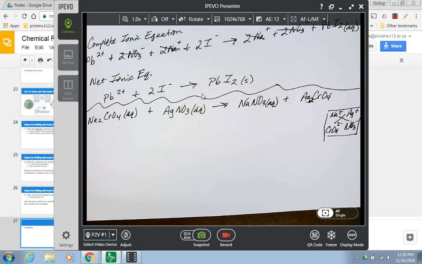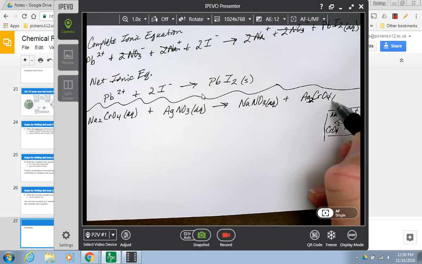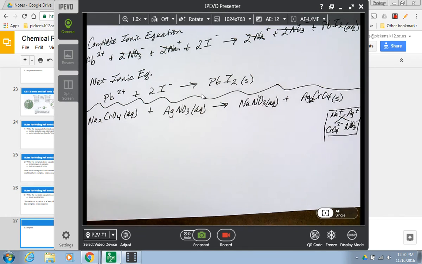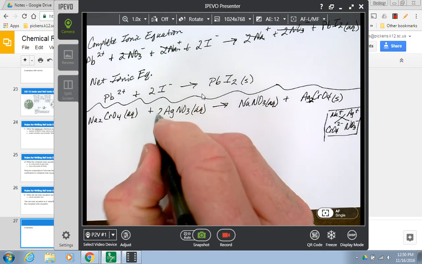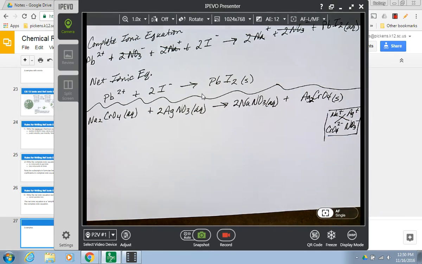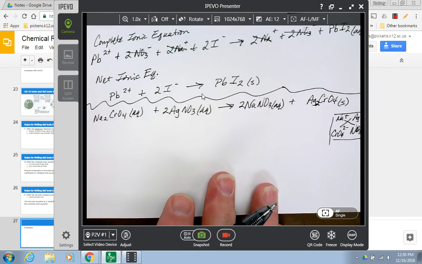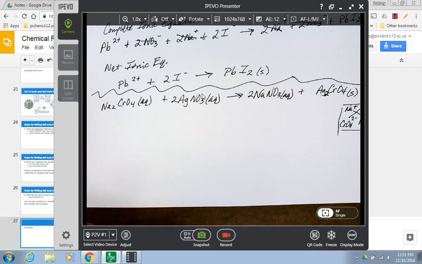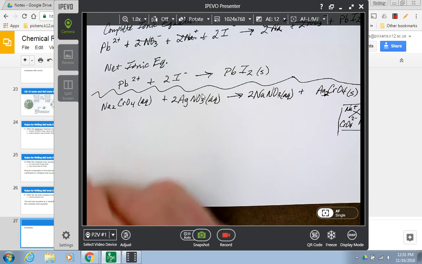So Ag2CrO4. We check our solubility on that one, and it is a precipitate. It is insoluble, so it is a solid. Then we need to balance this, so we can balance it. Let's see, we need to place a 2 right there and a 2 right there, and now it is correctly balanced. Now let's take all of our aqueous and place them into ions.